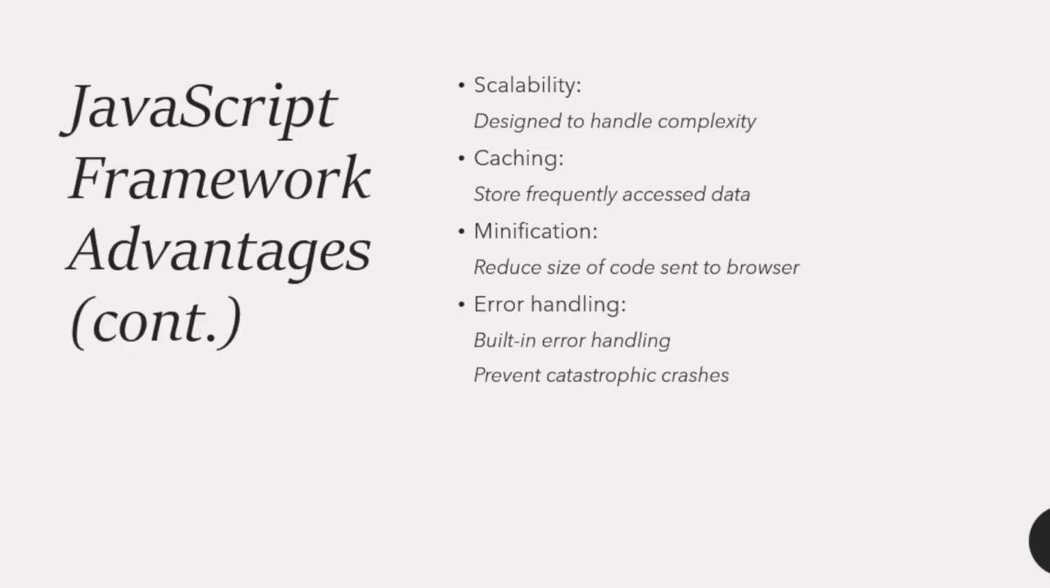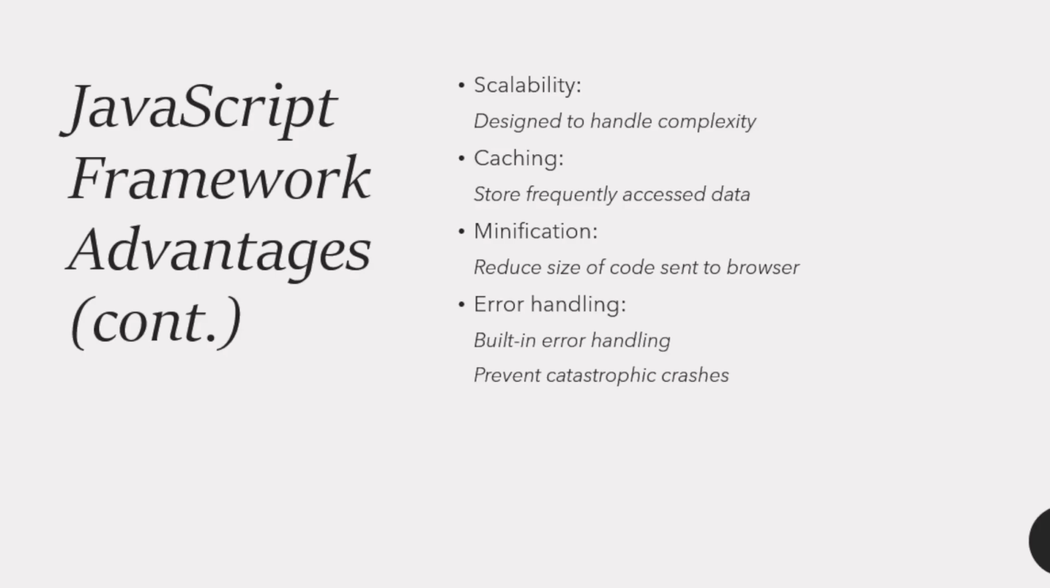Scalability. Frameworks make it easier to scale projects as they grow in size and complexity because they're designed to handle the complexities of web apps. Frameworks can use caching to store frequently accessed data in memory. This means that data does not have to be retrieved from the server every time it's needed, which can improve performance.